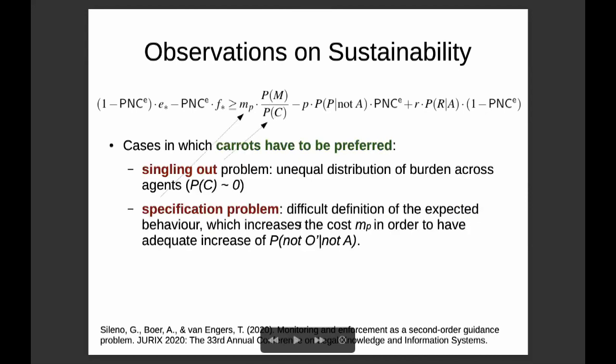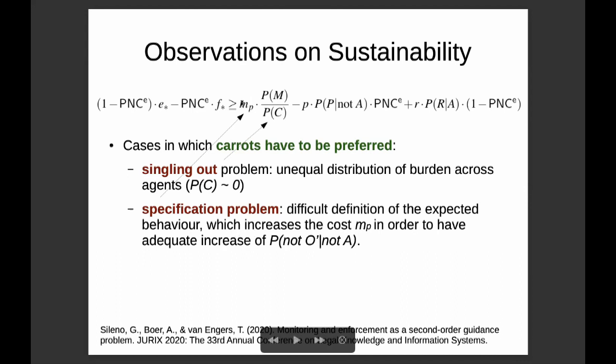Carrots have to be preferred in case in which there is a singling out problem. That means that the probability of applicability is very low, and then the norm works as a sort of negative lottery. Someone is extracted to abide by it. The specification problem can be seen here as related to the individual cost of monitoring.